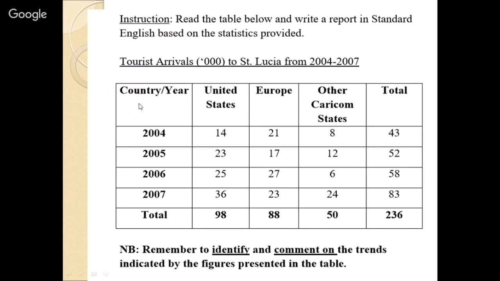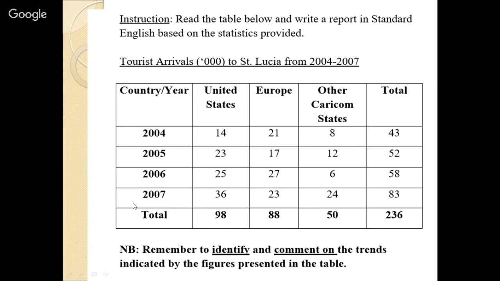When you're looking at the table, we're going to analyze the table. So we see here the year, which is down here, and across, we see the country. Also, I want you to note that you have a totals column here, and you have a totals column here. Everybody with me? So you have a vertical totals column and you have a horizontal totals column.